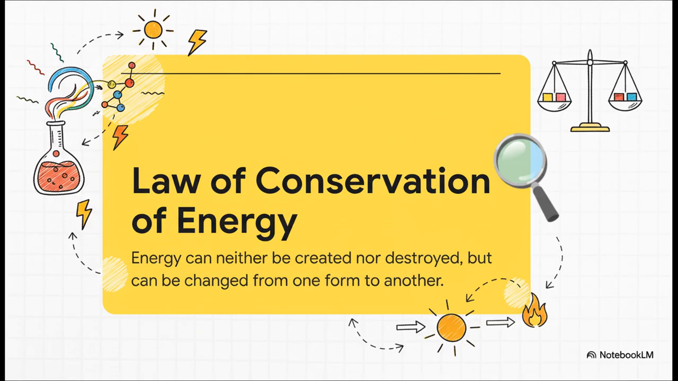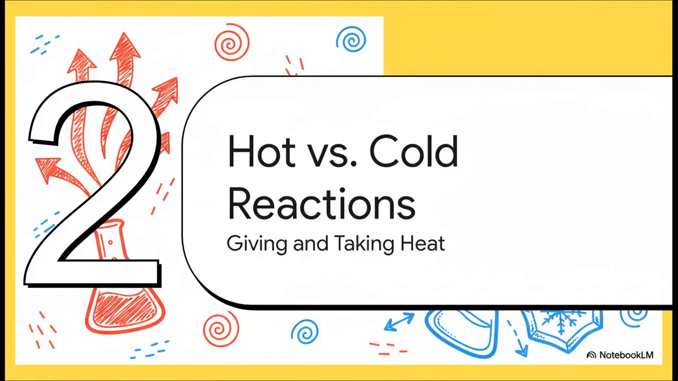It's always there. All a chemical reaction is really doing is, well, it's like energy accounting. You're just moving it from one column to another, changing it from chemical energy into heat or light or some other form. So, since energy is just being moved around, let's look at the two main flavors this comes in during a chemical reaction. Basically, you've got reactions that give off heat, and you've got reactions that soak it up.